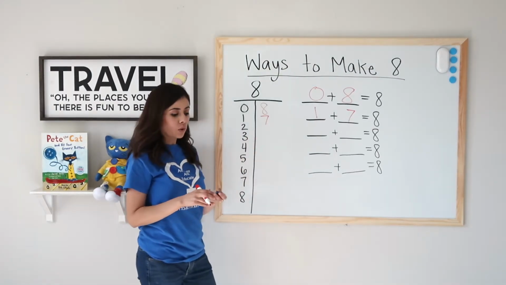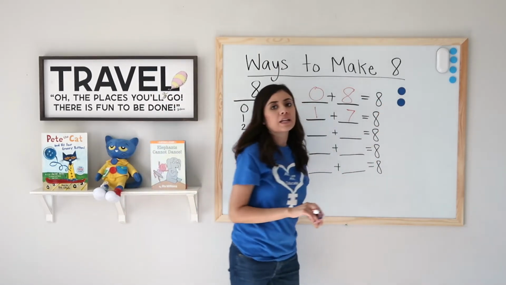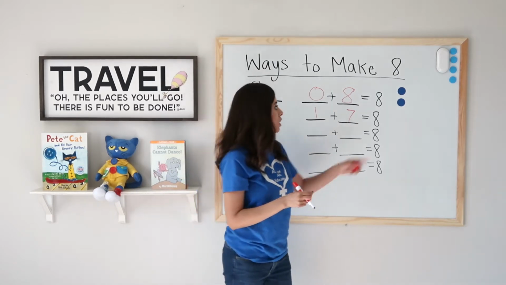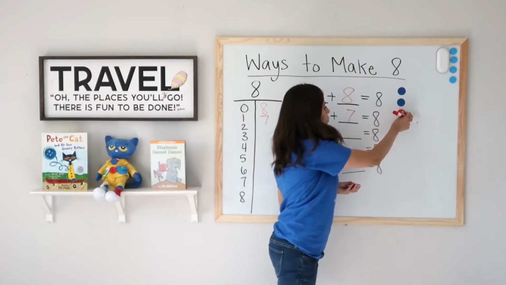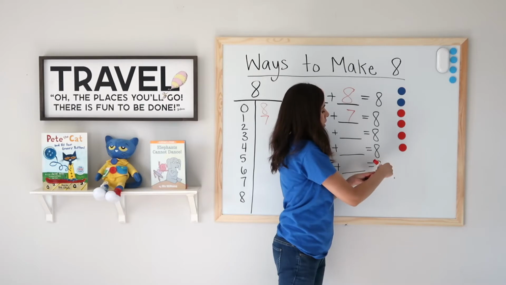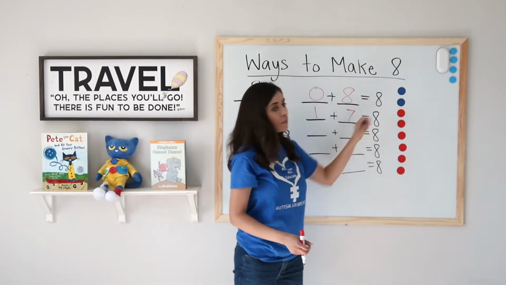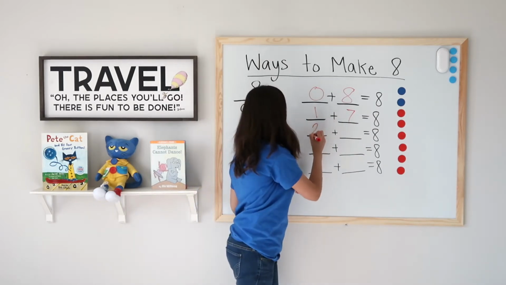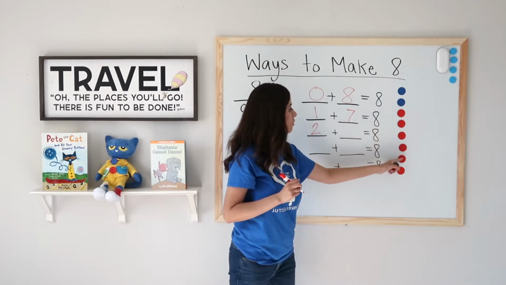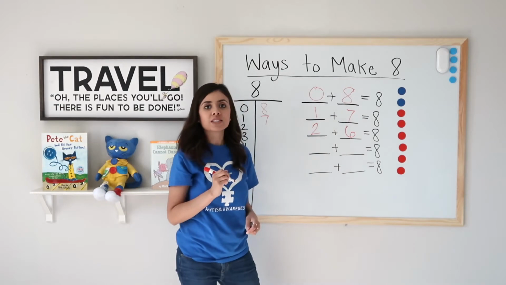2. So I will start with 2 blue dots this time and count to see how many red I need to get to 8. Ready? 1, 2, 3, 4, 5, 6, 7, 8. I have 8 dots. 2 are blue, so I'll write 2. And how many are red? 1, 2, 3, 4, 5, 6. That means that 2 plus 6 equals 8.